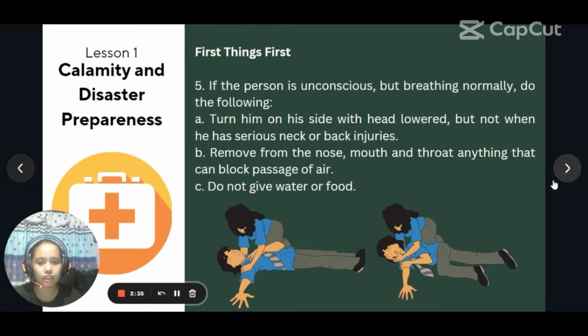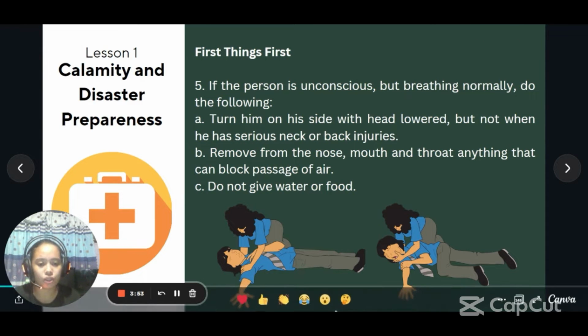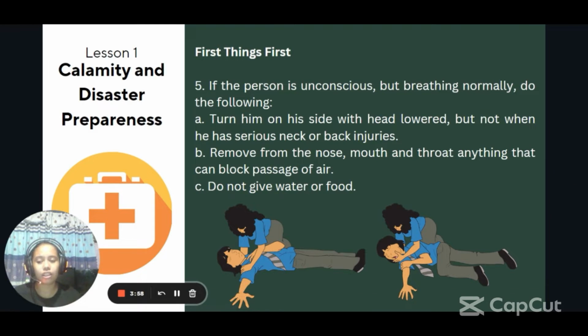So next, if the person is unconscious but breathing normally, do the following. A. Turn him on his side with head lowered, but not when he has serious neck or back injuries. So, do not turn him on his side if he has serious neck or back injuries.